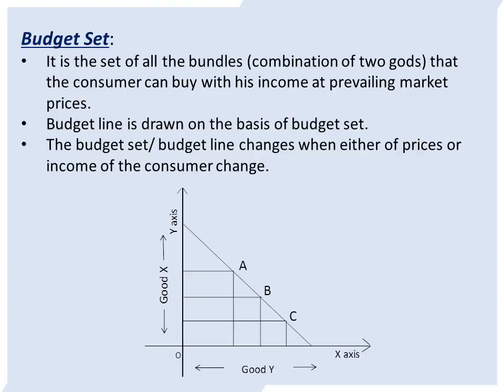Second point says budget line is drawn on the basis of budget set, of course. And the third point says the budget set and budget line change when either the prices or income of the consumer change. So this is the diagram showing points A, B and C. A, B and C refer to the budget set because these are the different combinations of the purchase of good X and good Y. So this is how you can show budget set through a diagram.